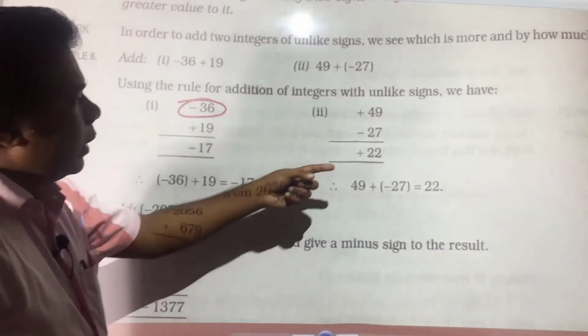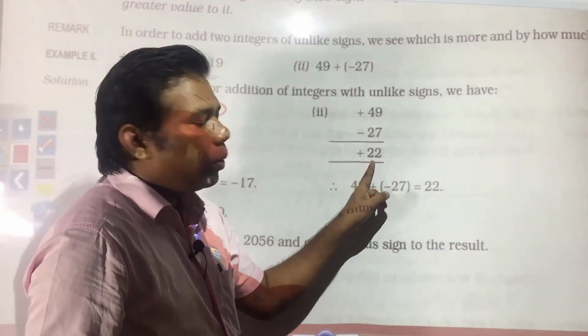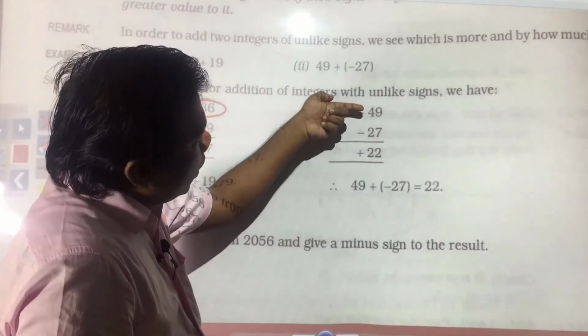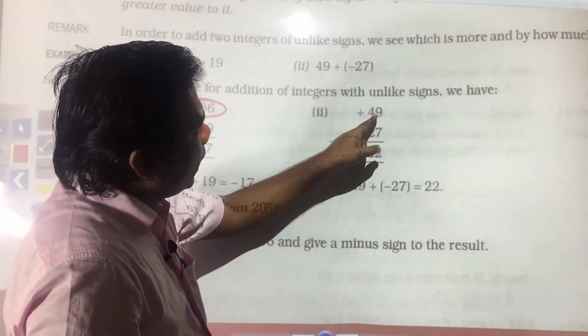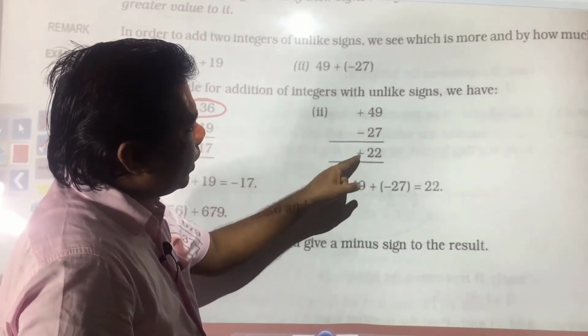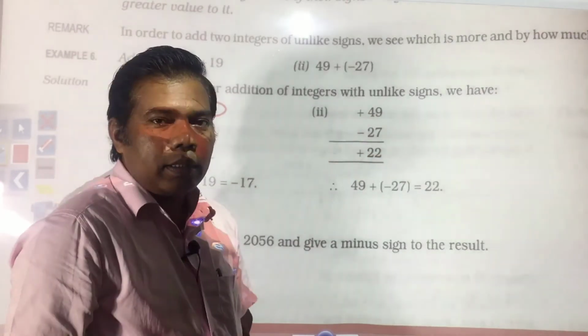Here you see subtraction has been made, you got 22. Now, regardless of the sign, which is greater? 49. So, the sign of 49 is positive, and that is why in the answer we have written positive.